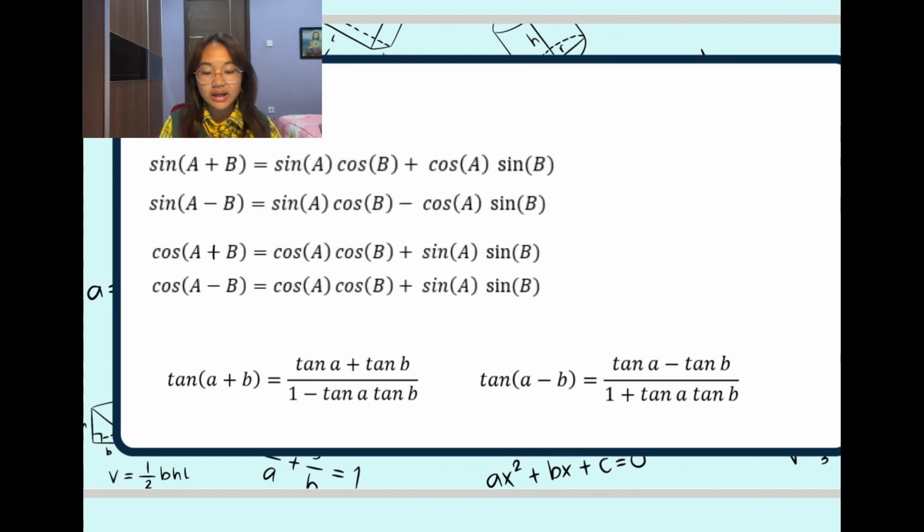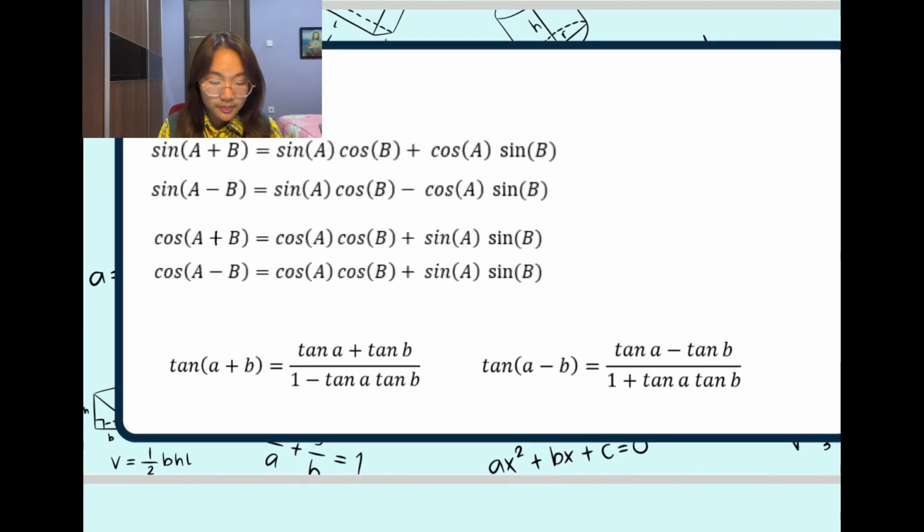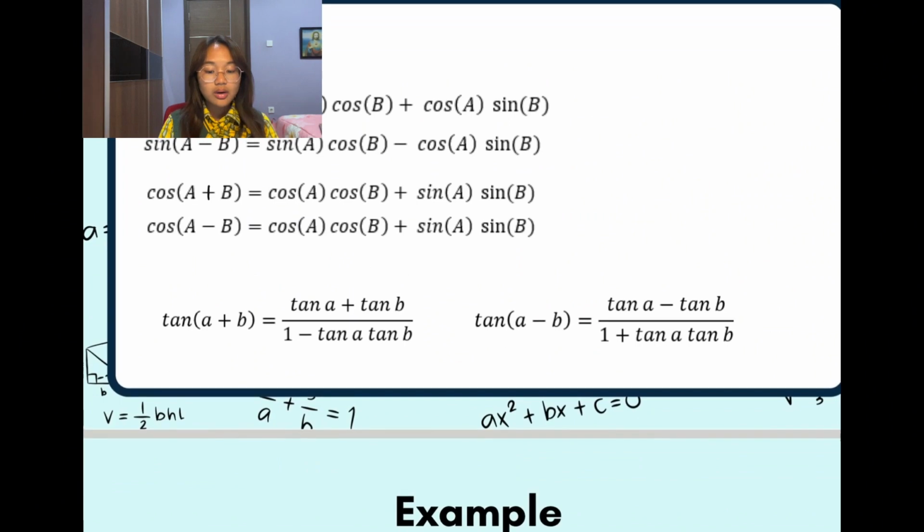Here we have sin(A+B) equals sin A cos B plus cos A sin B. On the other side, sin(A-B) becomes sin A cos B minus cos A sin B. Now, for cos, cos(A+B) equals cos A cos B minus sin A sin B. Meanwhile, cos(A-B) is cos A cos B plus sin A sin B. How about the tan? The tan(A+B) equals tan A plus tan B over 1 minus tan A tan B. Meanwhile, tan(A-B) equals tan A minus tan B over 1 plus tan A tan B.